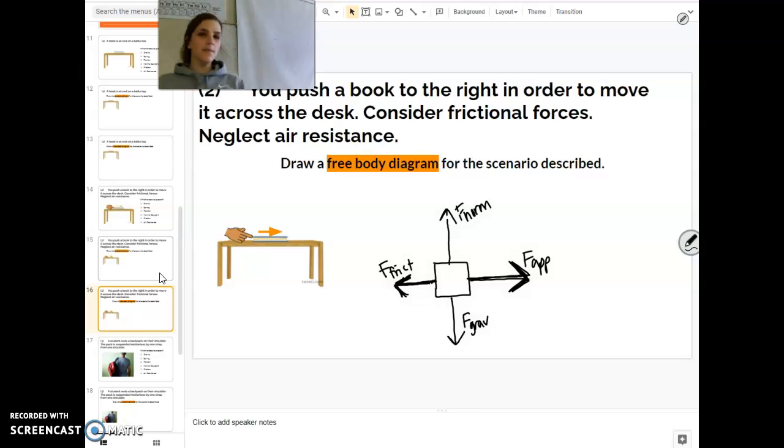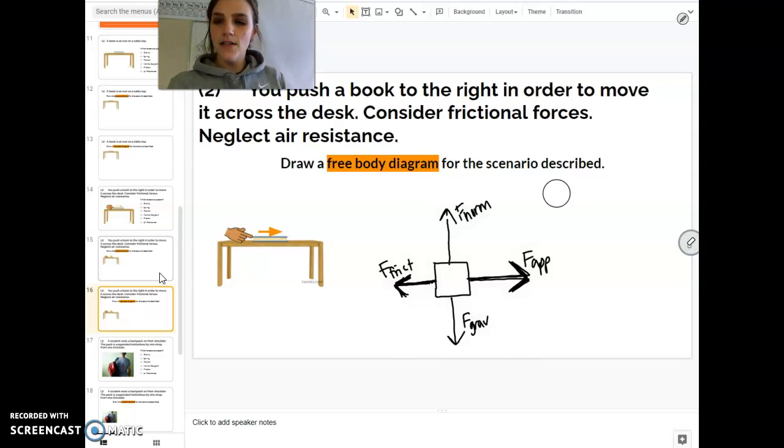Okay, so this is what I'm talking about. If the arrows are the same size, they cancel each other out. We have what's called balanced forces. If one force is bigger than the other force, we draw the arrow bigger, and that's where we get unbalanced forces. And that's how we start to kind of imagine that there's actual movement or motion happening. So in this case, the applied force is bigger than the force of friction. That's why we see the book move to the right.